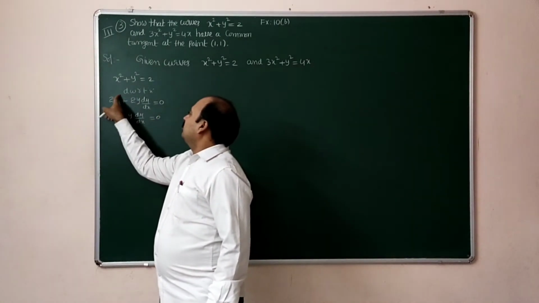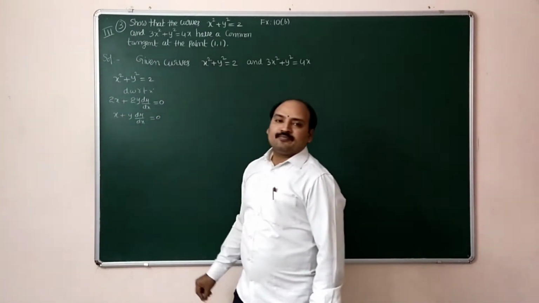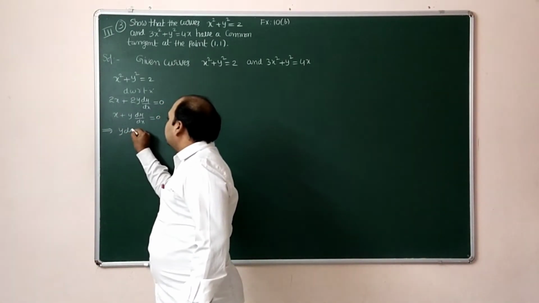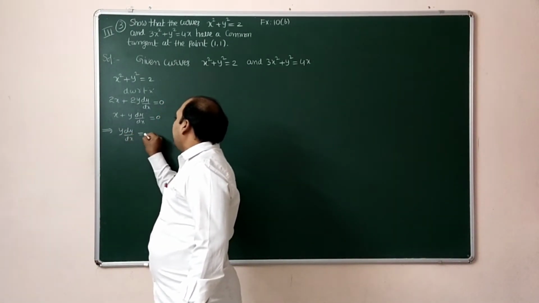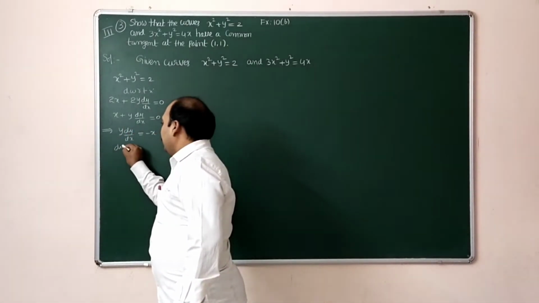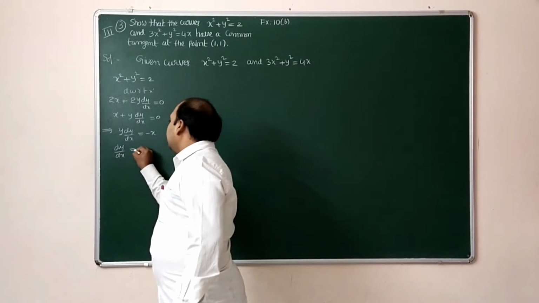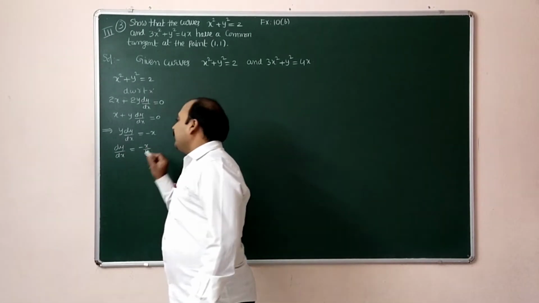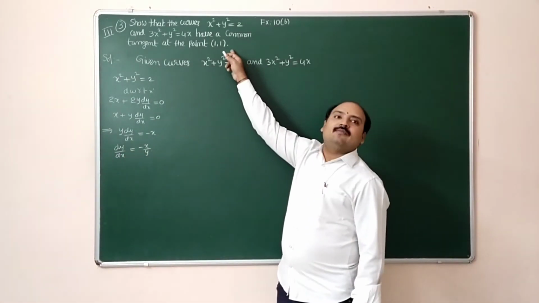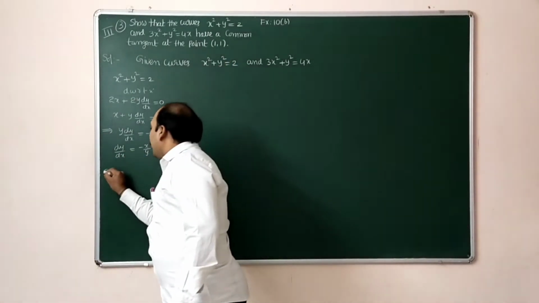So now 0 by anything is 0. So that implies that y dy by dx is equal to minus x. Y we can take into the RHS. dy by dx is equal to minus x by y. Slope of the curve we got it. Slope at what point we can calculate? 1, 1. Slope of the first curve.